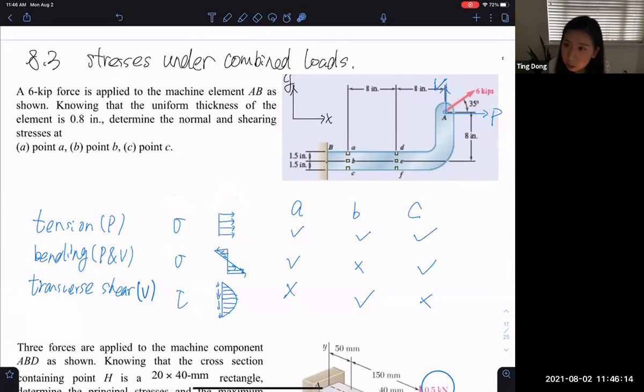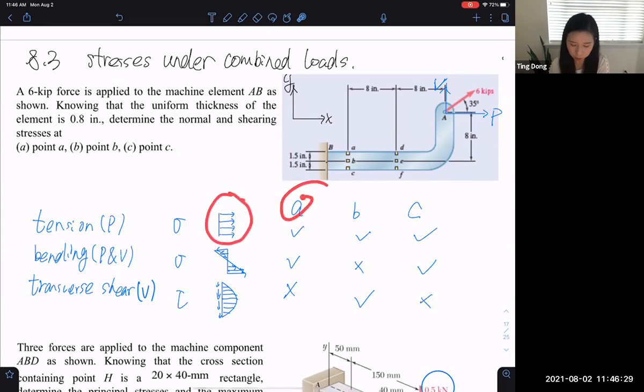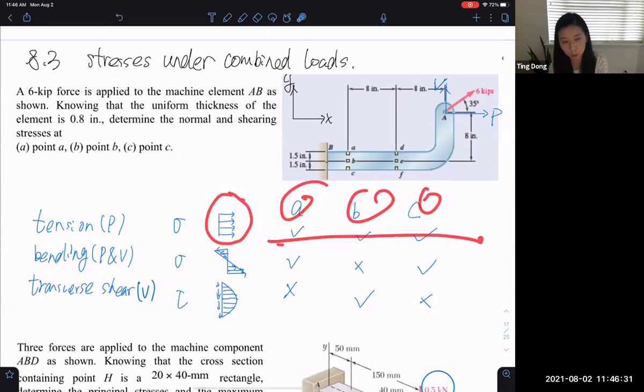Is the bending stress positive or negative? I will talk about this later. So let's start from the normal stress. Normal stress is uniformly distributed. So no matter what point we are talking about, we always have normal stress and it's always a constant. So this part is easy. Tension, compression, normal stress, constant over the entire cross-section.